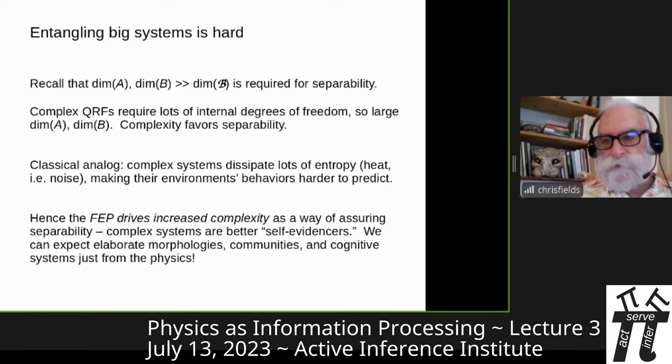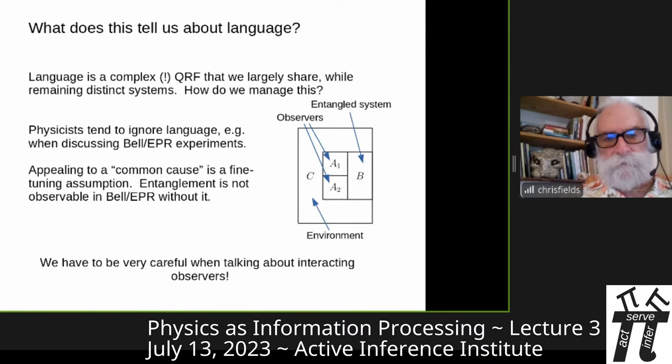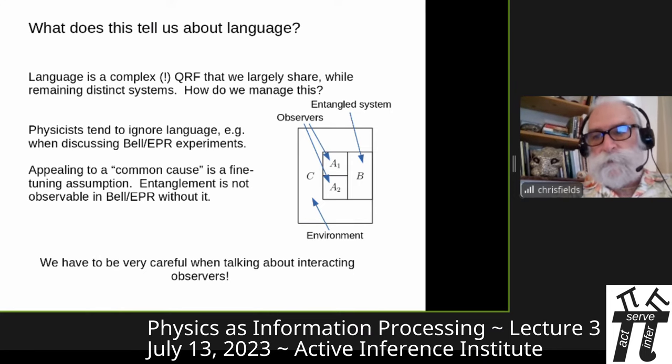And before stopping here, I want to consider one aspect of this in particular, which is language. For example, human language, but any kind of language connecting any systems that are communicating with QRFs that are fairly close. And language is a complex QRF that we basically share, otherwise things like this interaction would be impossible. But we also remain distinct systems.